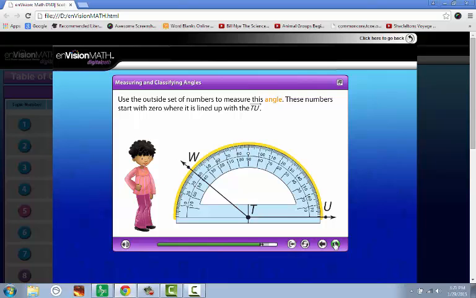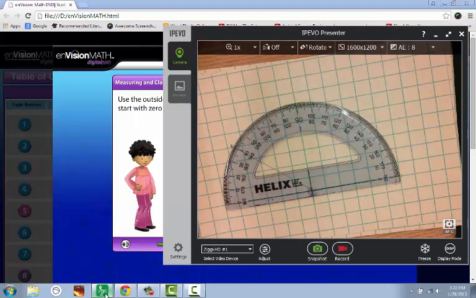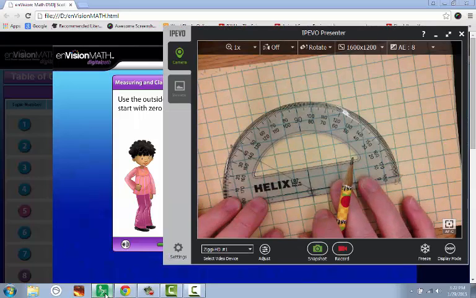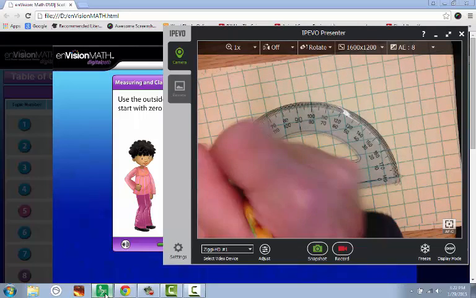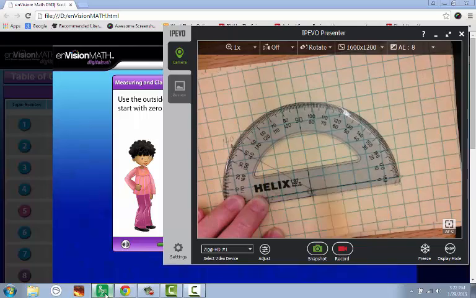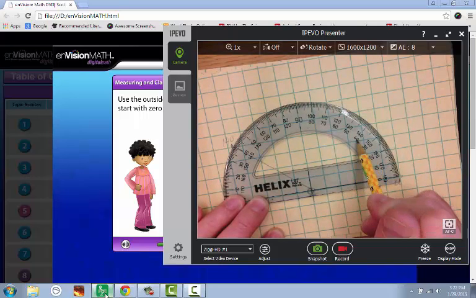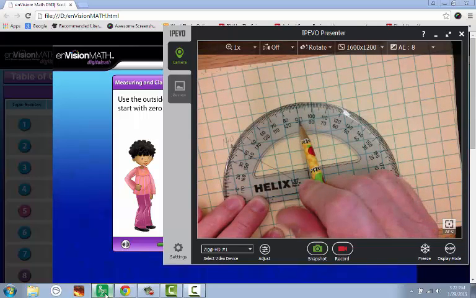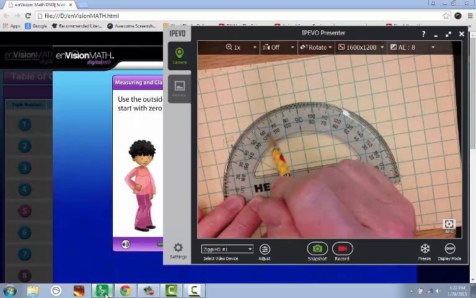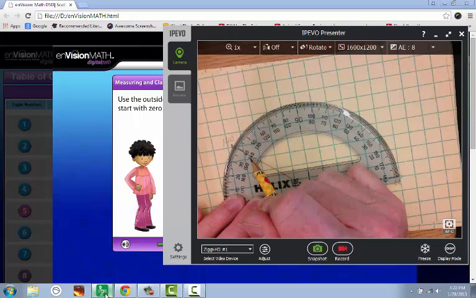Okay, I'm finished drawing my little picture example here. So same thing. Right here I've got my angle, that's 140 degrees. Now notice that if we start at 0 here, we go 10, 20, we're counting up, 30, 40, 50, 60, 70, 80, 90, 100, 110, 120, 130, 140 degrees.